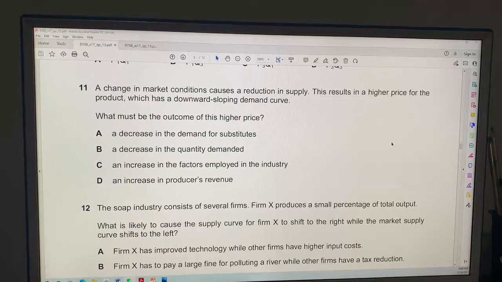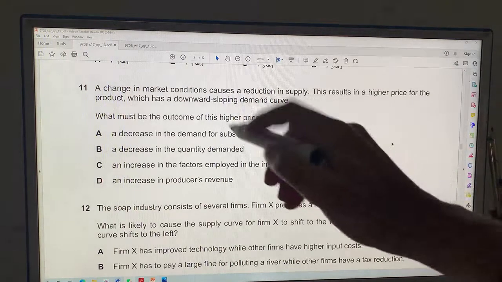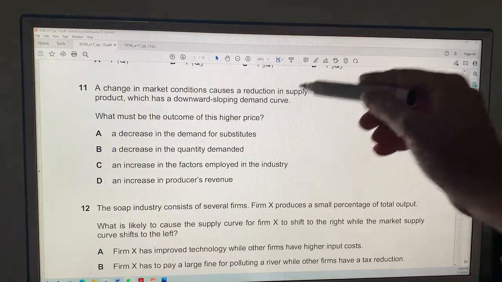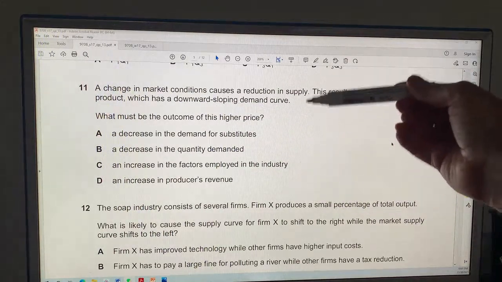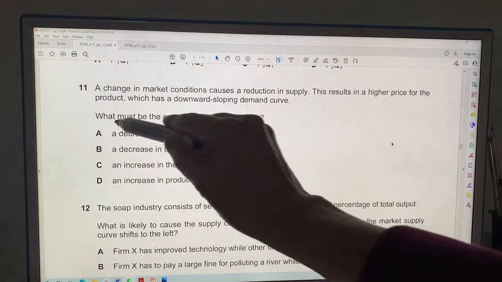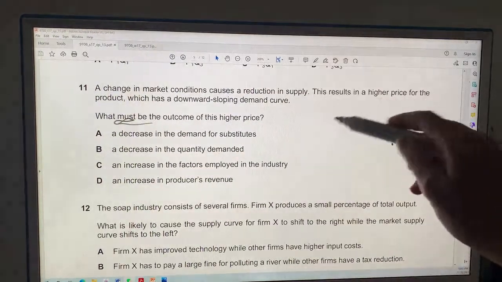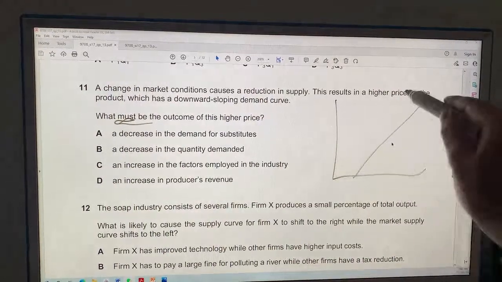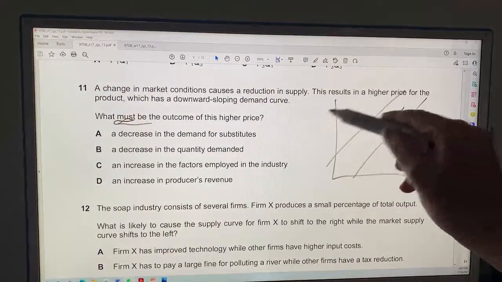Question 11: a change in market conditions causes a reduction in supply. This results in a higher price for the product, which has a downward sloping demand curve. So we're not sure if their total revenue will be higher. So what must be the outcome of this higher price? Our supply curve shifted to the left.